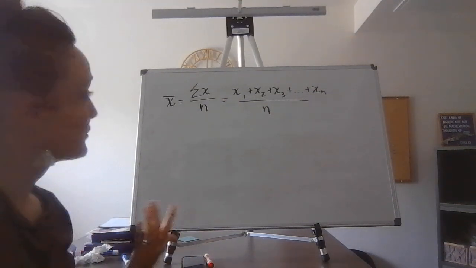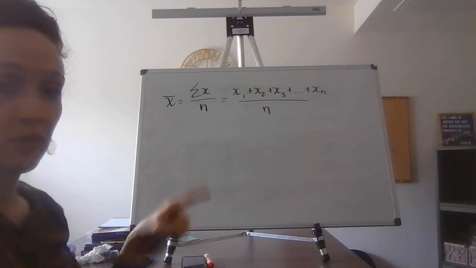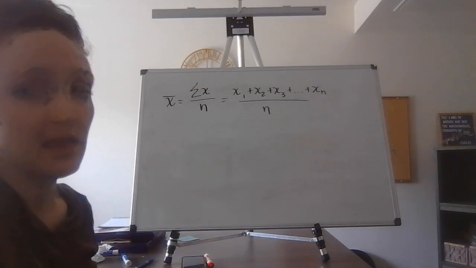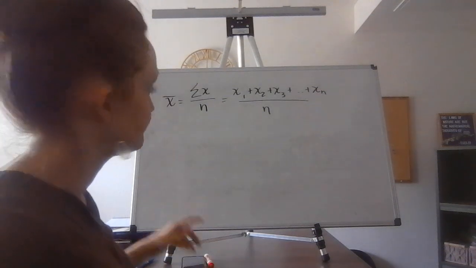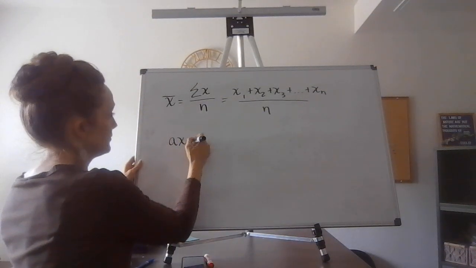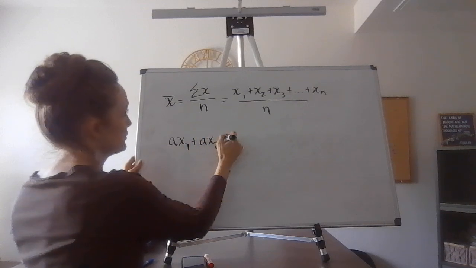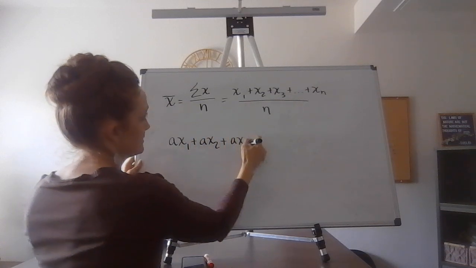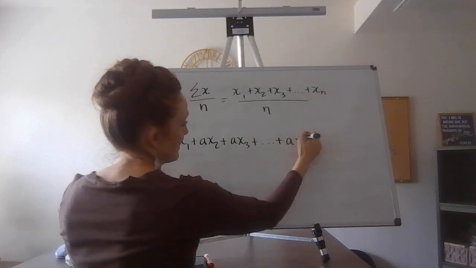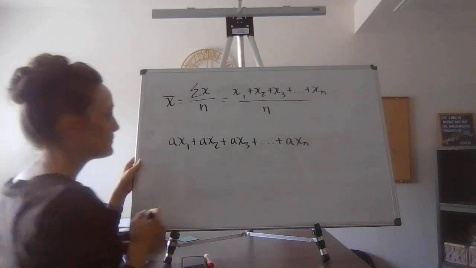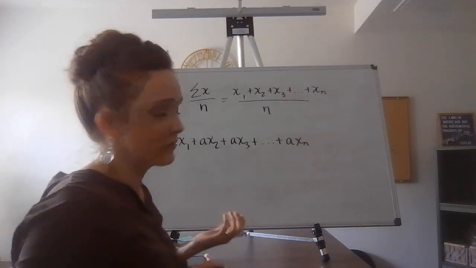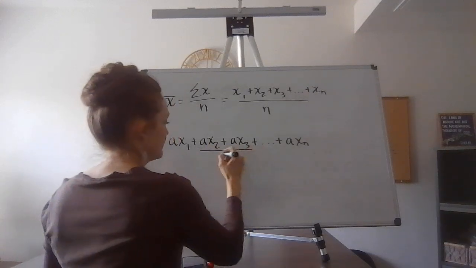So if we're going to multiply each one of the individual values by something, let's just say a, then we should get the new sum, ax1 plus ax2 plus ax3 plus ... axn. We didn't change the number of values though, right? We're still dividing by n.